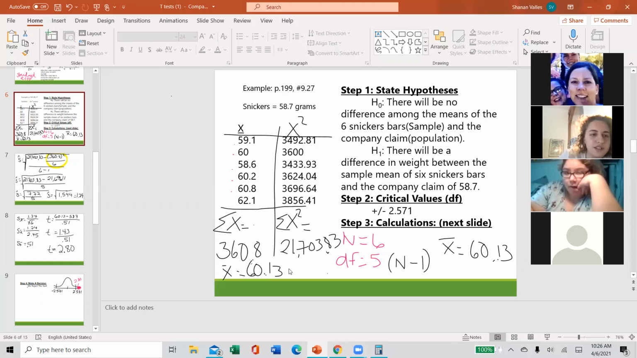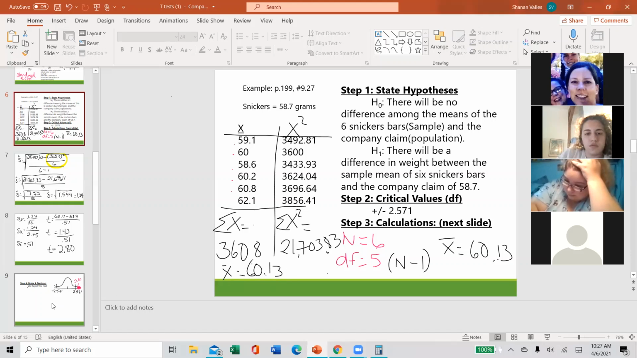So there is a difference in weight between the sample mean of Snicker bars and the company's claim of 58.7 grams. Yes, beautiful. And on average, do we get more Snickers or less than what the company claims? Give more. Yes, awesome. That's exactly right. And that's how we do that, okay?